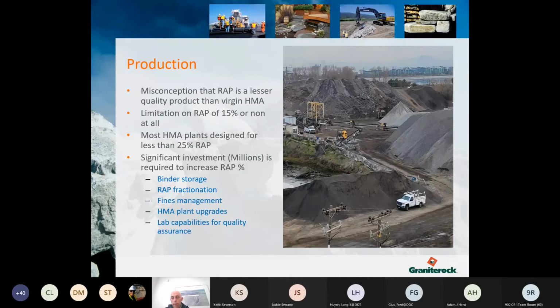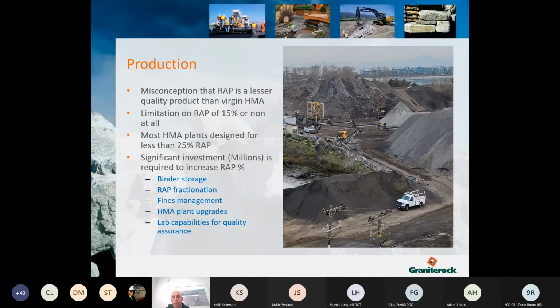And then as well, the more RAP you put in the mix, the asphalt plant needs to change significantly. You have to upgrade that. Bigger burners, bigger drum, a different way you process the RAP. And then your lab capabilities have to change. There's more resources required, more testing. So there's a lot of big investment.